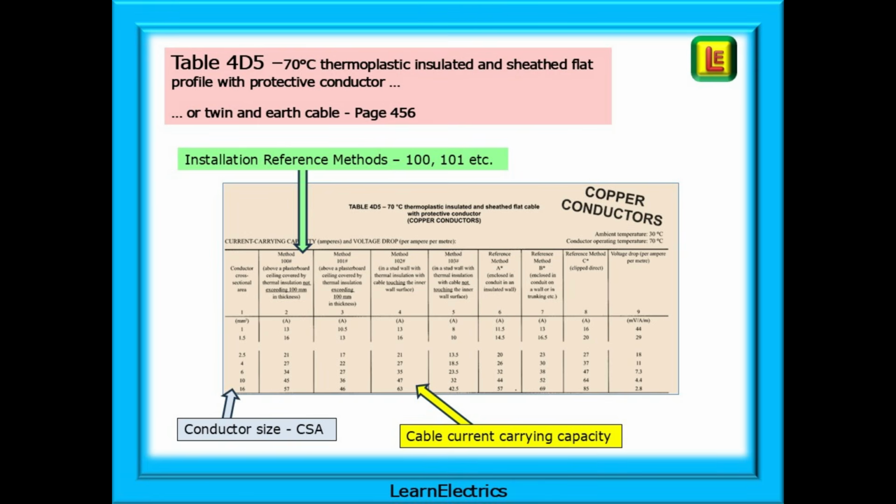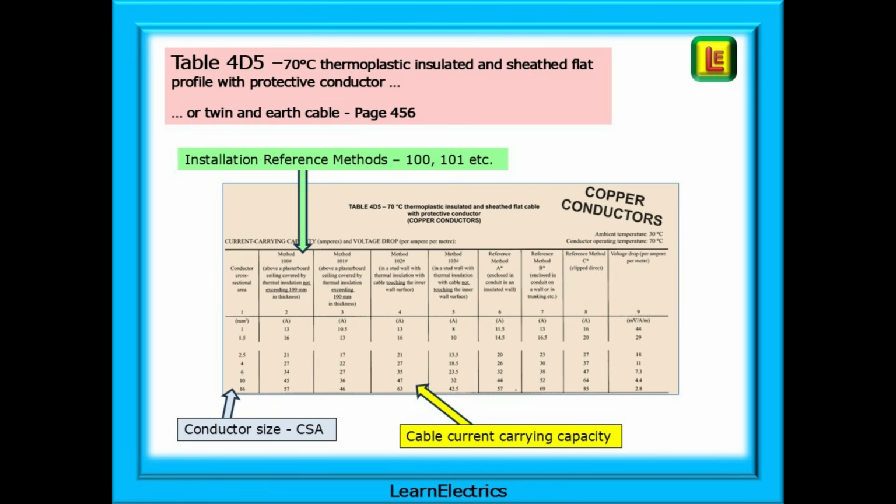Now we come to table 4D5 on page 456. And I cannot stress enough how important it is that you can find this table quickly in any exam. It's used a lot for exam questions. Just looking at rating factors, once we have an answer from the equation, we will make reference to this table. We can find the reference methods along the top, the 100 numbers, and reference method C, etc.